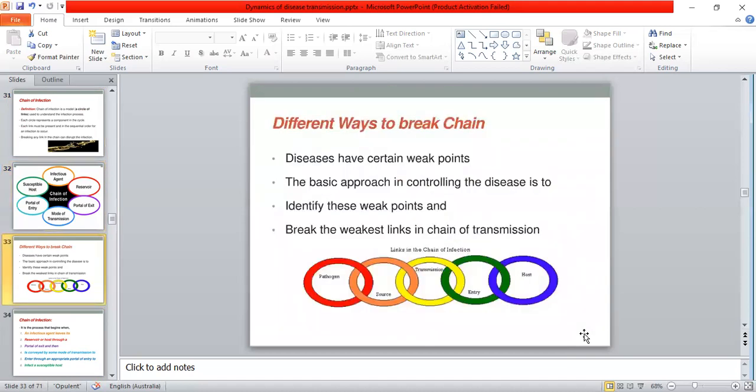How we can break the chain to prevent transmission of disease. Diseases have certain weak points. The basic approach in controlling the disease is to identify these weak points and break the weakest links in the chain of transmission.